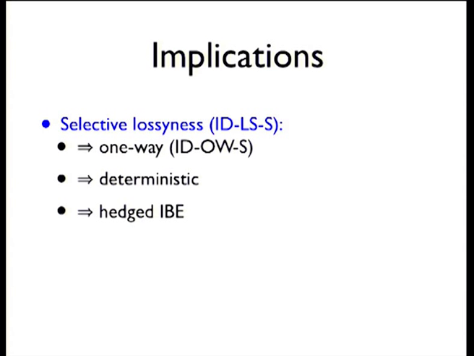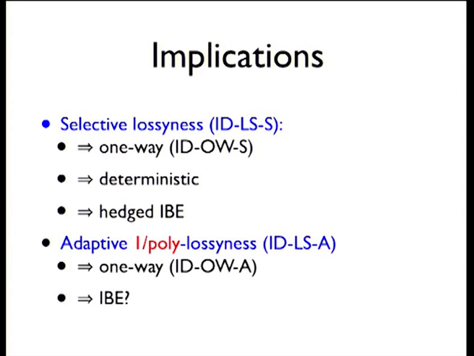That's hedged identity-based encryption. Okay, in the adaptive setting, we show that if the scaling factor d is more or less 1 over a polynomial, okay, so 1 was, again, not achievable, but it's 1 over a polynomial, if the fraction of lossy identities is 1 over a polynomial, then it implies one-wayness in the adaptive setting. What we can't show yet is whether it implies identity-based encryption, or deterministic or hedged identity-based encryption in the adaptive setting. That's an open problem.